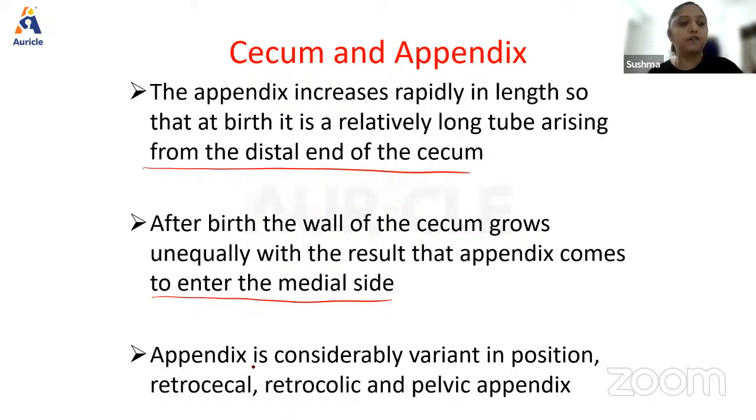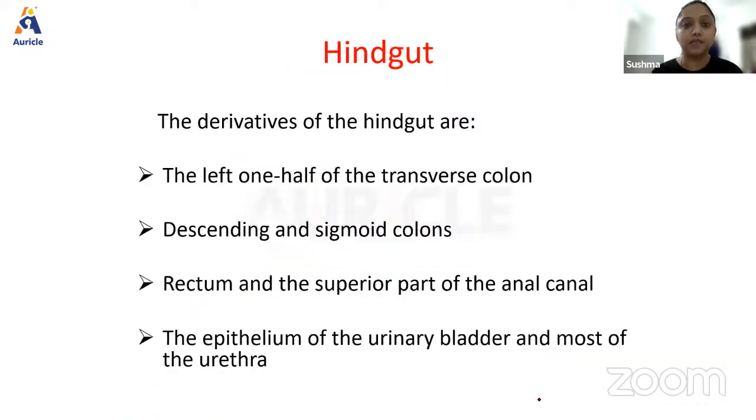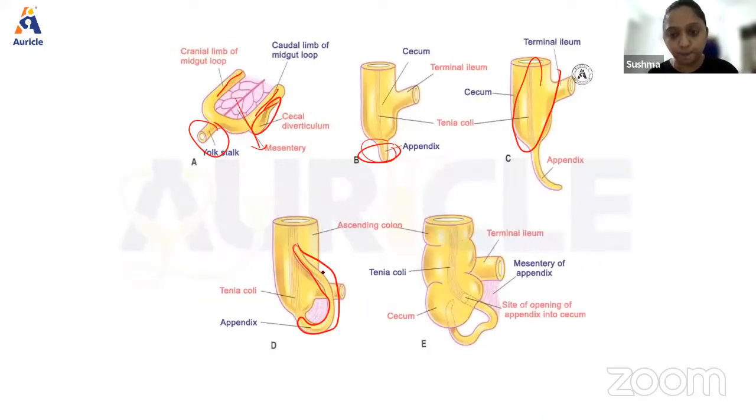But the fact is, appendix is variant in position. Sometimes it's retrocecal, retrocolic, or sometimes it can be present in the pelvic cavity also, because it is a long tube. It sometimes lies medial to cecum or behind cecum. You don't know where. That is why appendix surgery is generally done under supervision. Junior surgeons always do appendicectomy under the supervision.